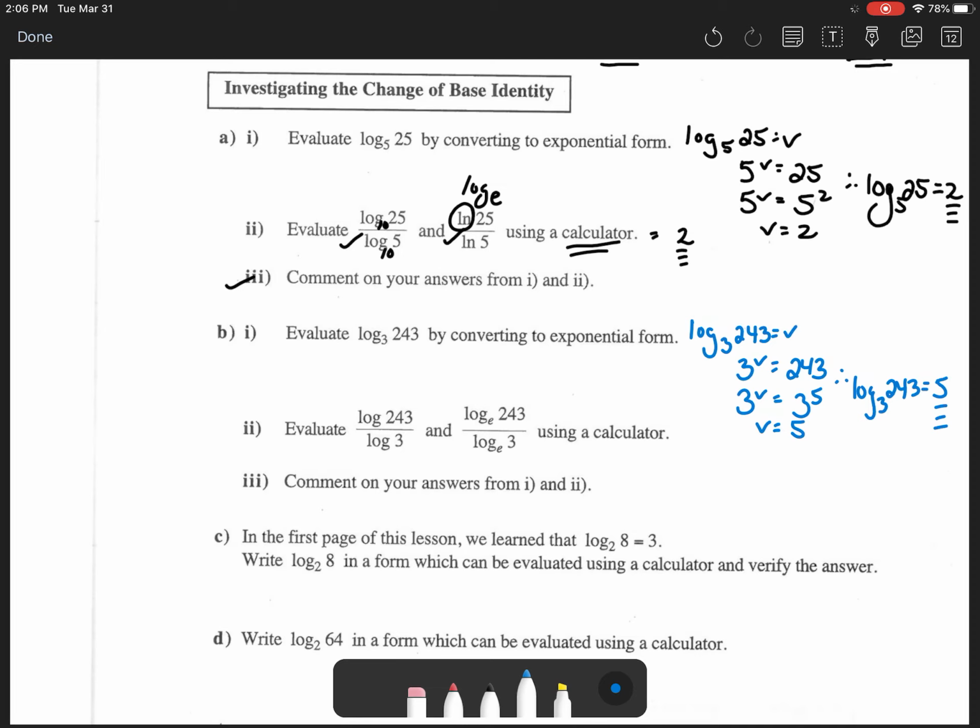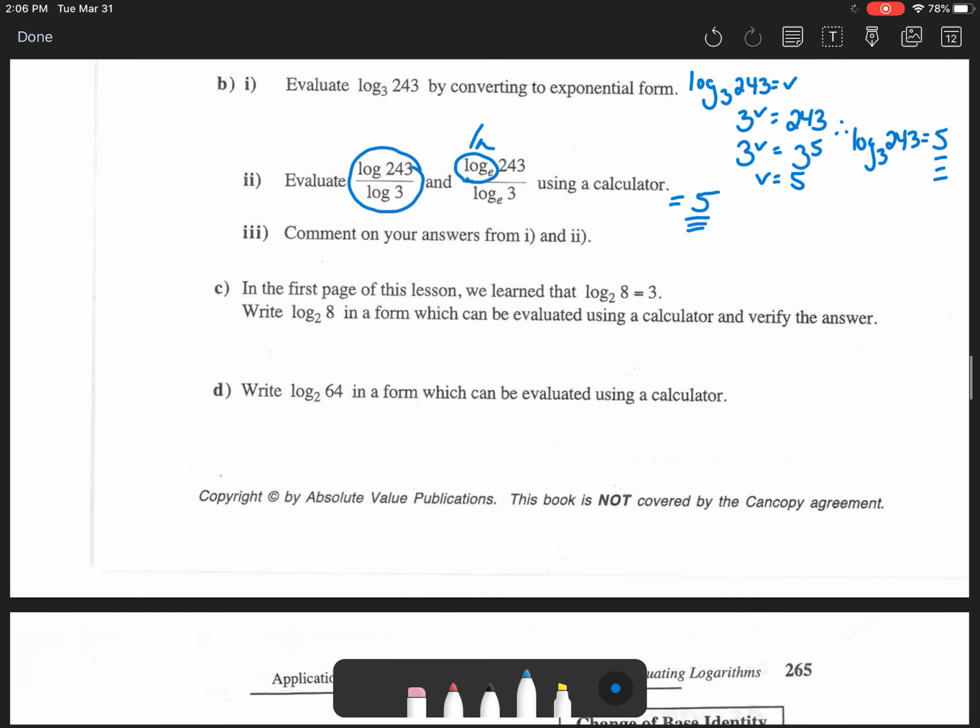So again, in the second part now, when I evaluate log 243 over log 3, or I use log base e of 243 over log base e of 3. Now remember, log base e is the same as the natural log. So you can go natural log of 243 over the natural log of 3. And again, in both of those, you will see the answer is also 5. Okay, part 3, comment on your answers. Again, you can just say that the answers are the same.